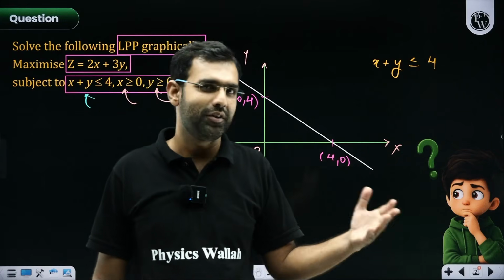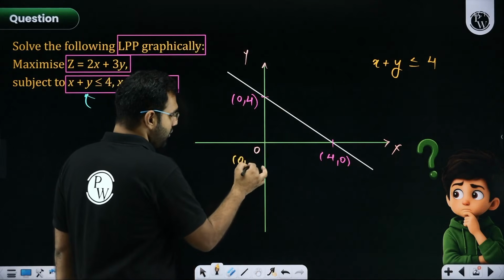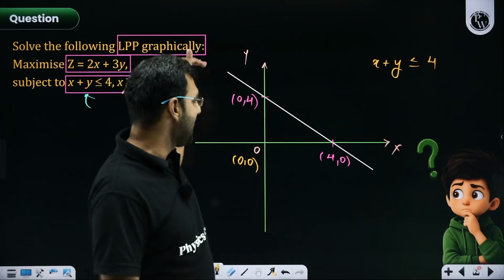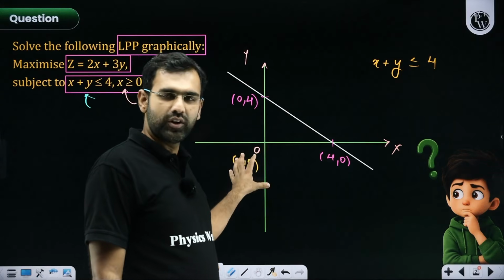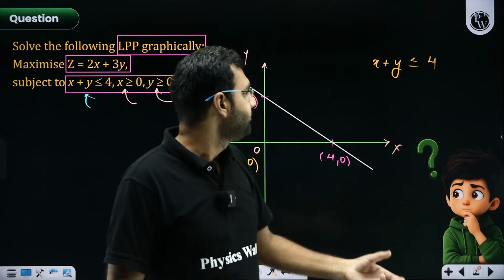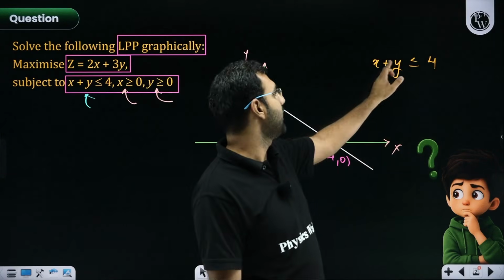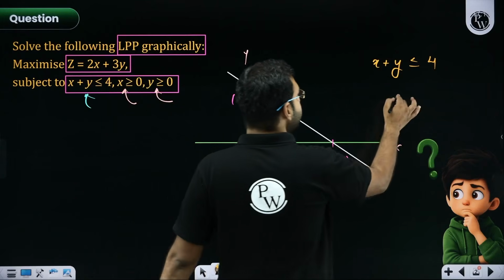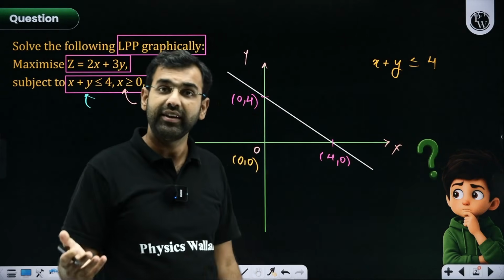But sir, how do you decide it? I'll say the best way is to check it with the help of origin. Check whether origin satisfies it or not. This line has divided this plane into two regions. So origin lies in one of the regions and origin does not lie in other region. So let me check whether origin satisfies this inequality or not. So if I push 0 and 0, 0 plus 0 is 0, 0 is less than or equal to 4. So if I say that 0 is less than or equal to 4, which means origin satisfies this inequality.